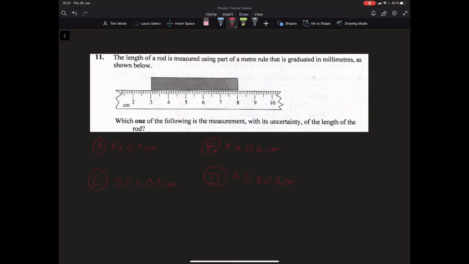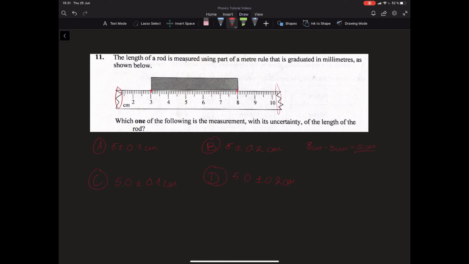Now, here we have a typical IB problem that you might stumble on in one of your exams. Here, the question says, the length of a rod is measured using part of a meter rule that is graduated in millimeters, as shown below. Based on the image, we can see that both the ends of the ruler have been broken off, and the object is not measured from 0. Now, to find the actual length of the object, we first subtract 3, the smallest value, from 8, the largest value, to get 5 centimeters.